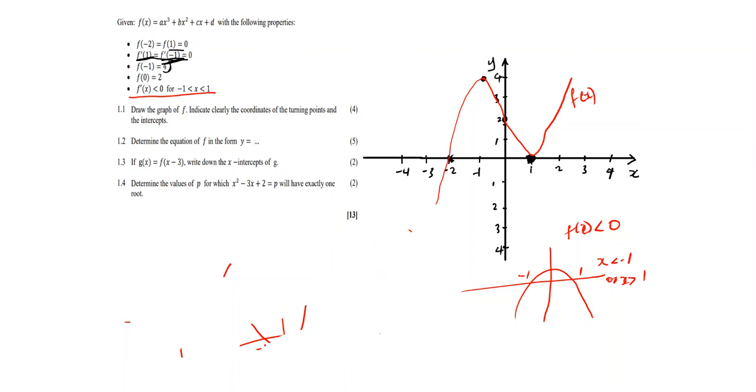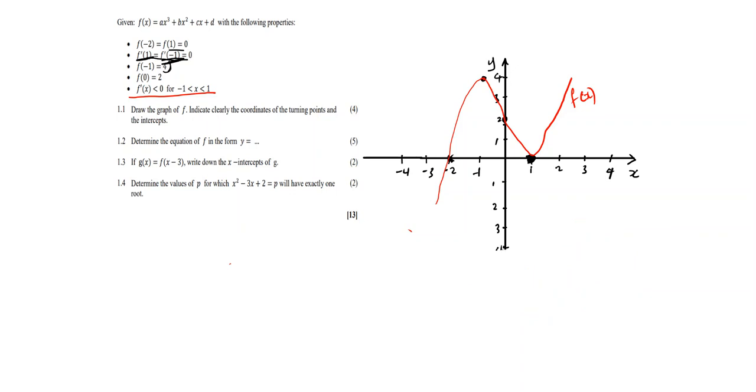The second question says, determine the equation of f in the form y equal to. So now if you check, the equation of a cubic function is of this form: y equal to ax cubed plus bx squared plus cx plus d. But if you check this one that we are having here, it's given to us in terms of points.